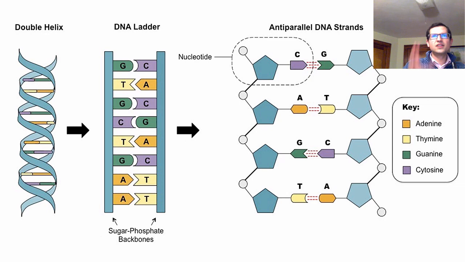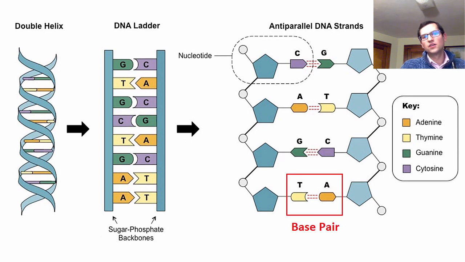Here now we've taken the DNA ladder and we've added a little more molecular detail. These gray circles represent phosphate groups. These blue pentagons represent deoxyribose sugar, and all the labeled shapes in orange, yellow, green, and purple represent the nitrogenous bases. And so these nucleotides all together represent adenine, thymine, guanine, and cytosine. Really, really important vocabulary moving forward.